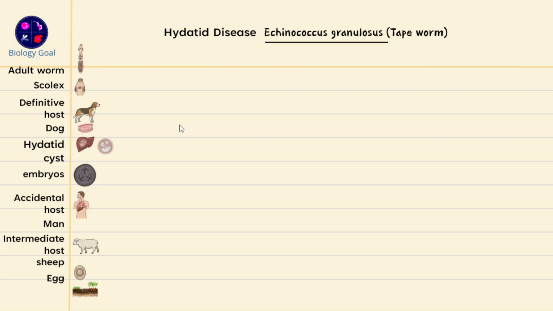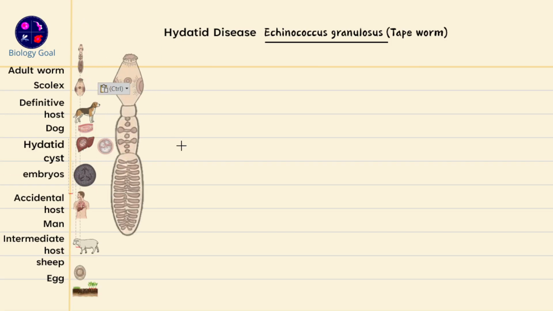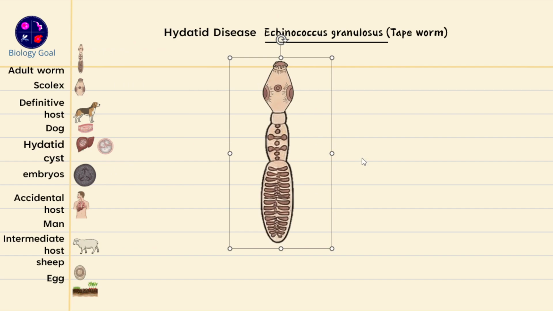So I'll start with the causative agent. Causative agent is, as I've already told you, this guy over here, Echinococcus granulosus. This is the schematic for the adult worm, which is a tapeworm, and it causes the disease called hydatid disease. This worm belongs to the group cestode parasites. Cestode is a class of parasitic flatworms, commonly known as tapeworms, and they live inside the intestine of vertebrates.